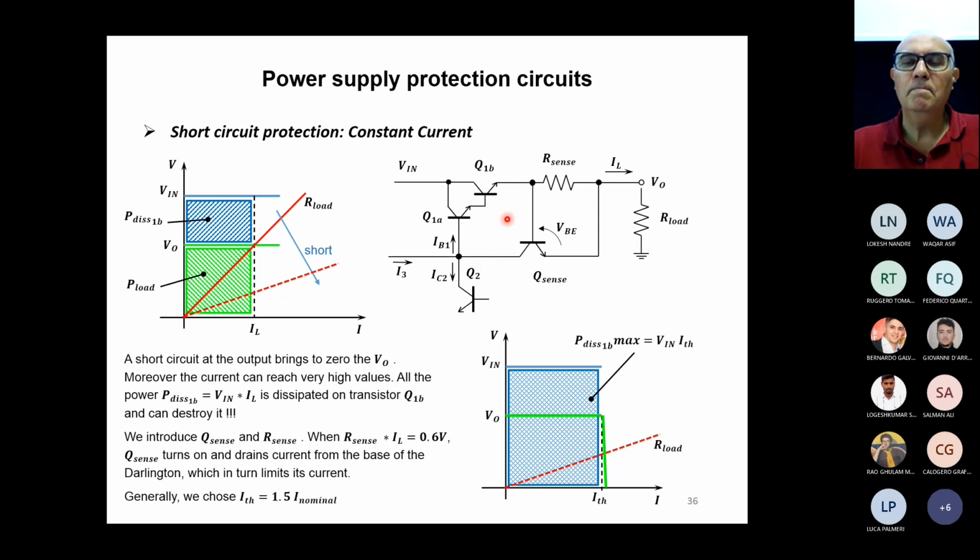How does it work? Well, basically, if the output current, IL, is so small that the voltage drop across the R sense is below 0.6 volts, transistor Q sense is open, and we don't see anything. Okay?